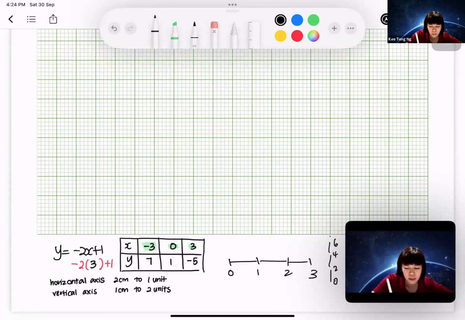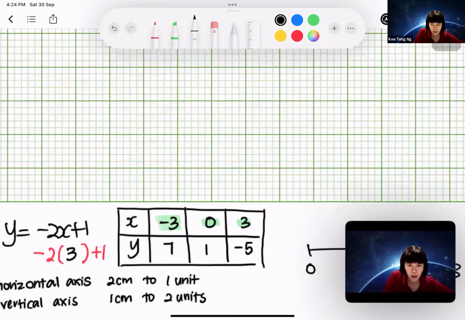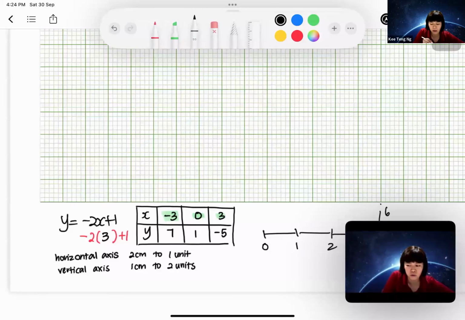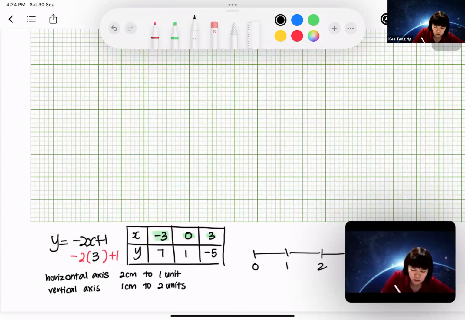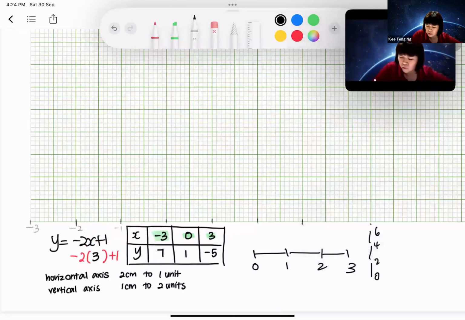Let's count the number. Horizontal, 2 cm is usually always 10 small squares. So I'll just count 10 squares because I'm enlarging it and can't use the ruler to measure. If my number starts from negative 3, this will be negative 3, negative 2, negative 1, 0, 1, 2, 3. You notice I have a lot of space, 1, 2, 3, 4, 5, 6 squares at the side, right? So what I'm going to do is shift this a little bit.